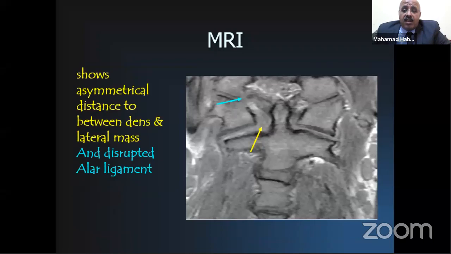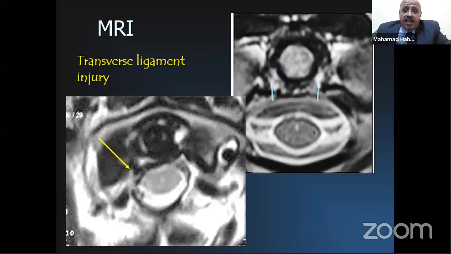Also, this is a coronal cut on MRI. It shows asymmetrical distance between the dens and the lateral mass, the yellow arrow. The blue one shows disruption of alar ligaments. It's difficult, but if you can see it, if you know where to look, you can find it. This is a transverse ligament injury in a transverse cut MRI. The blue and yellow arrows are pointing.